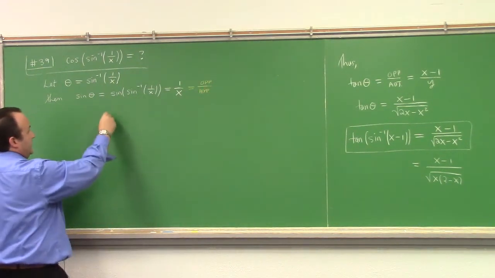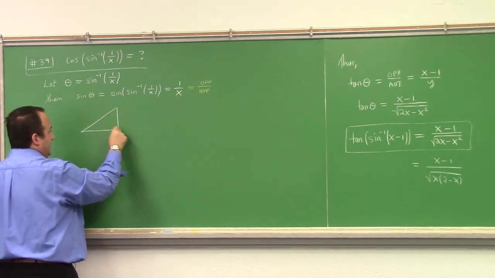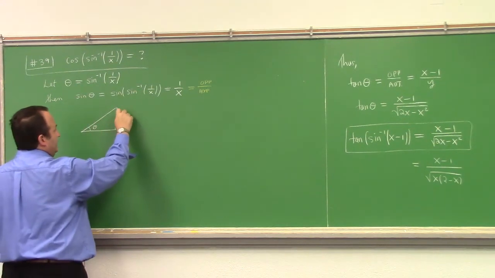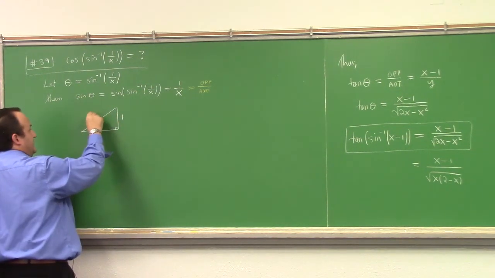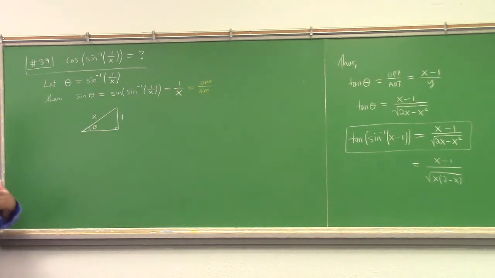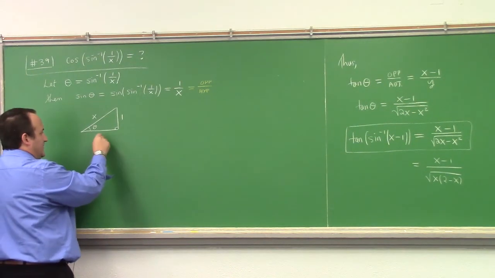So let me draw a triangle here. You guys tell me what should I make the sides? Opposite is 1. Hypotenuse is x. And it's kind of a quirk of the examples I've picked. Both times the adjacent side has been the unknown side. But it doesn't have to be that way, obviously, right? It's just because we worked inverse sine problems, I suppose.